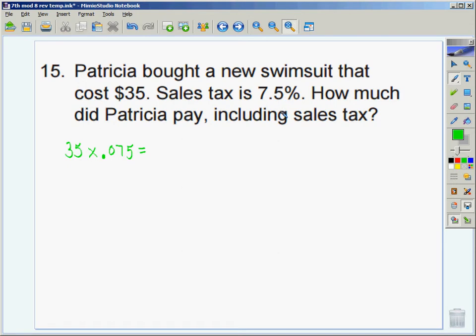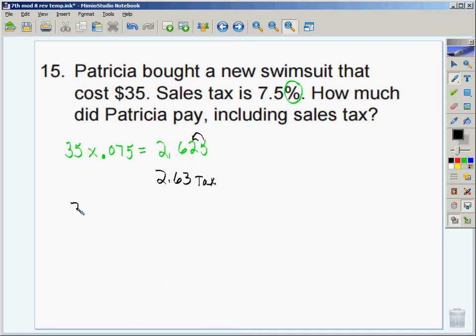I have a question. Why do you move that? Because this says what? Percent. Percent means per hundred, which means I have to move it two places. 35 times 0.075 would give me 2.625. Remember, with dollars and cents, I would have to round this up. I'm paying $2.63 in tax.